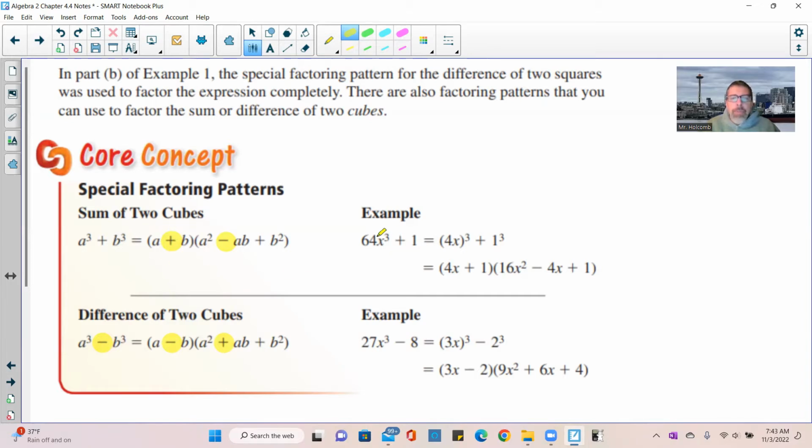And here's an example. We have 64x cubed plus 1. Let me just talk about this real quick. In this case, 64x cubed is our a, and 1 is b. So the rule says take a plus b. Actually, this is a cubed. Let me put the cube up there, my fault. A cubed, and this is b cubed.